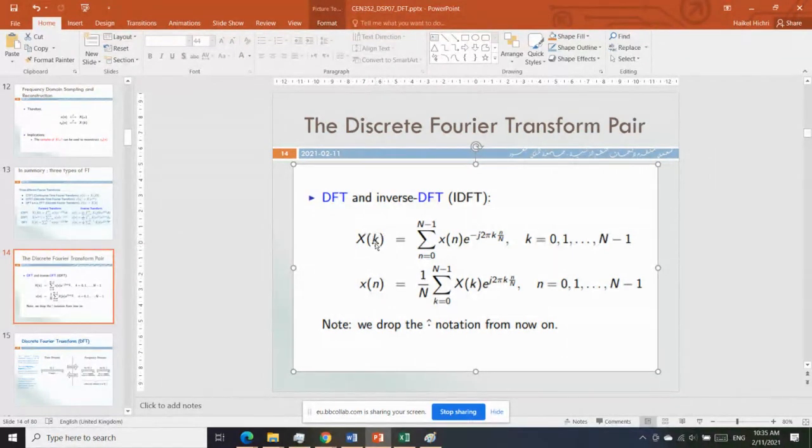So of course this means that for every K I have to do this sum. For every K I have to do this sum. So there is a lot of computation for the Fourier transform.